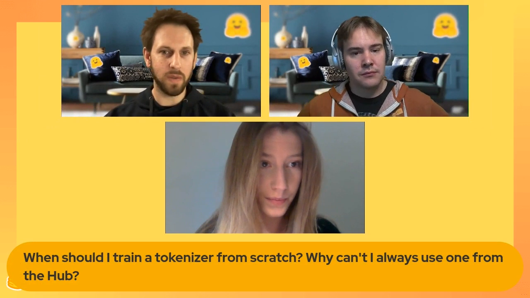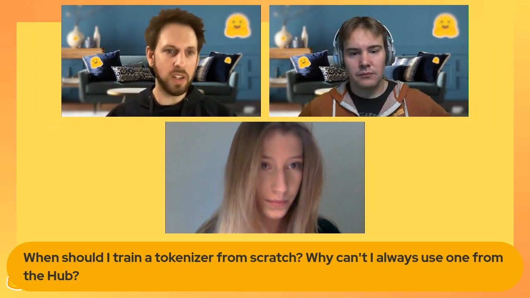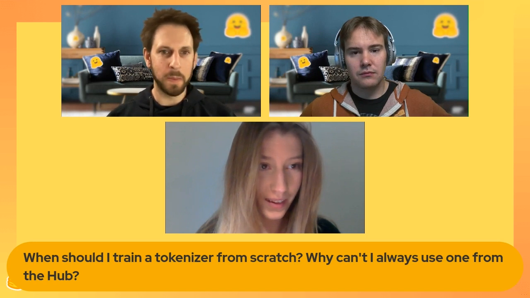So we have a couple of questions. I think you mentioned this a bit in the talk, but it'd be nice to expand a bit on it. The first question is, when should I train a tokenizer from scratch? And why can't I just always use one from the Hugging Face Hub?